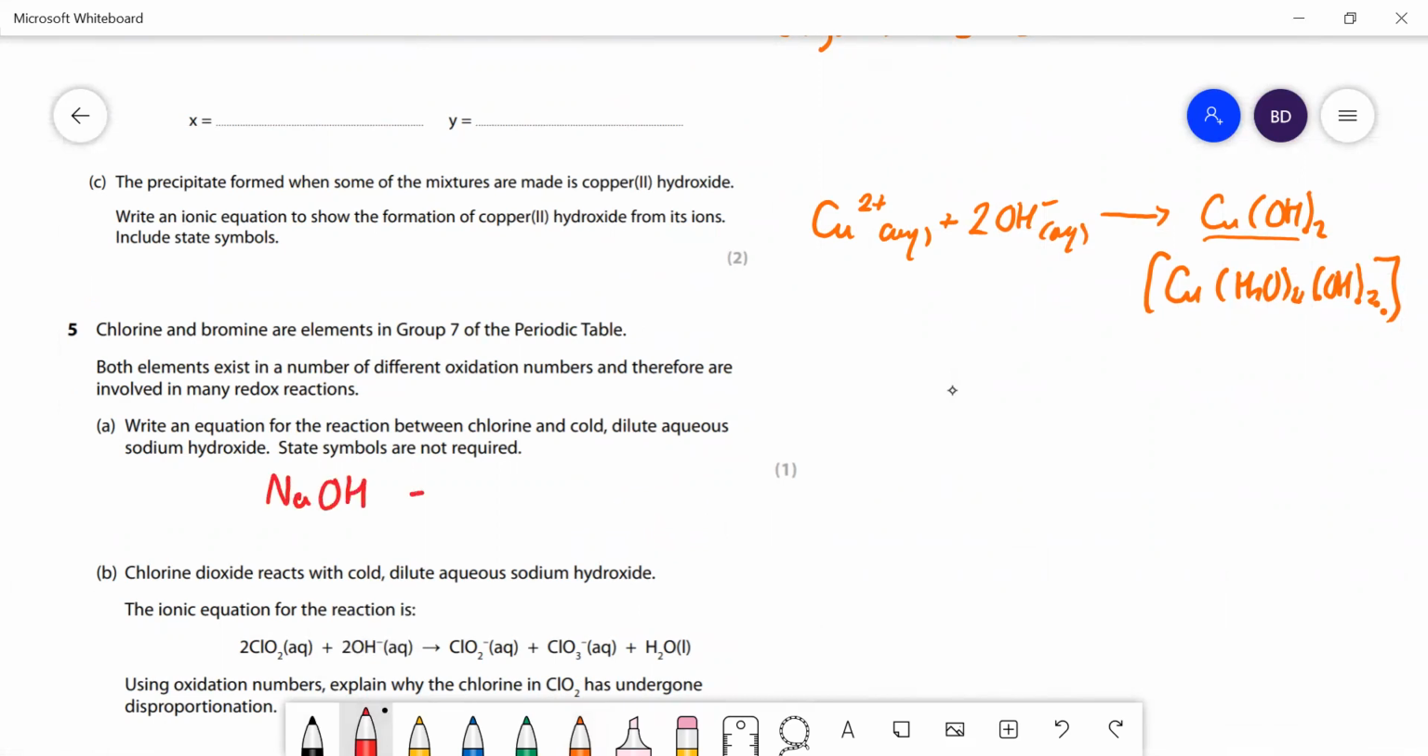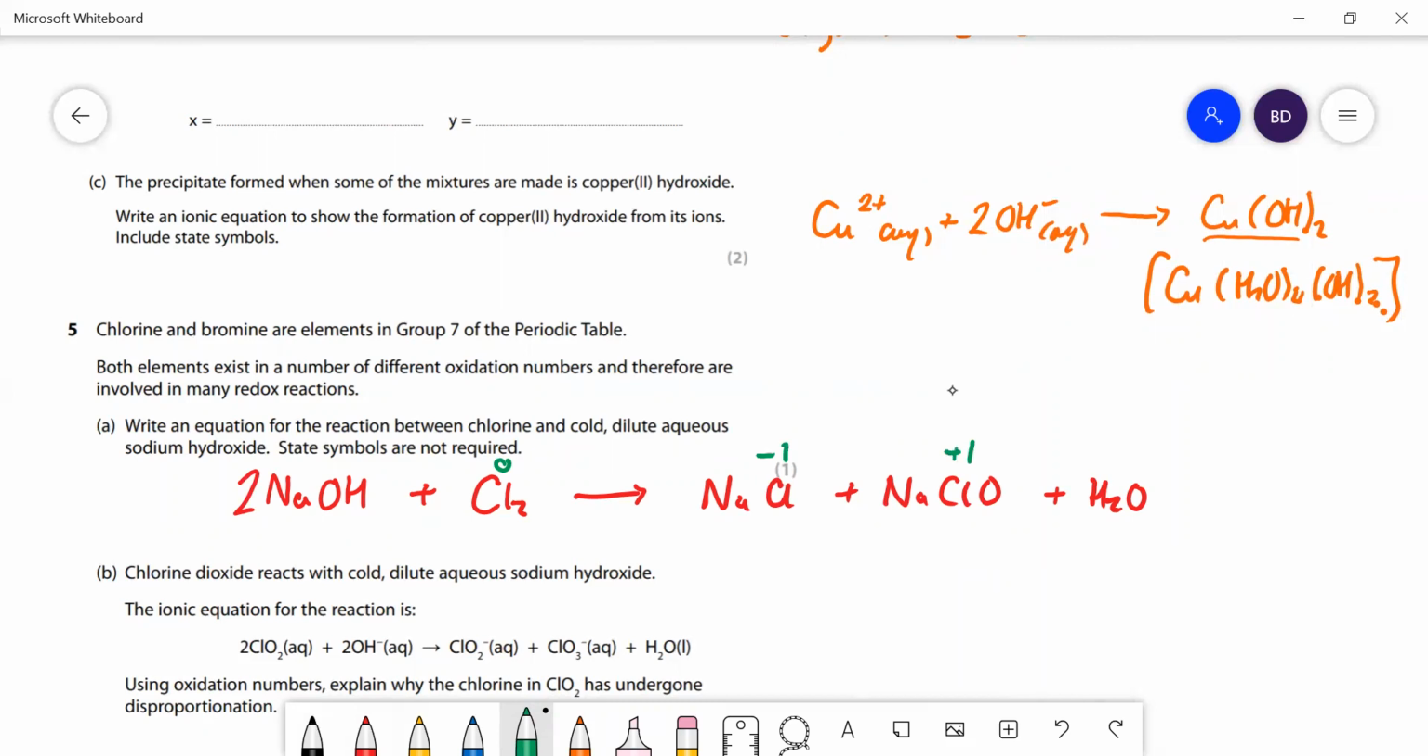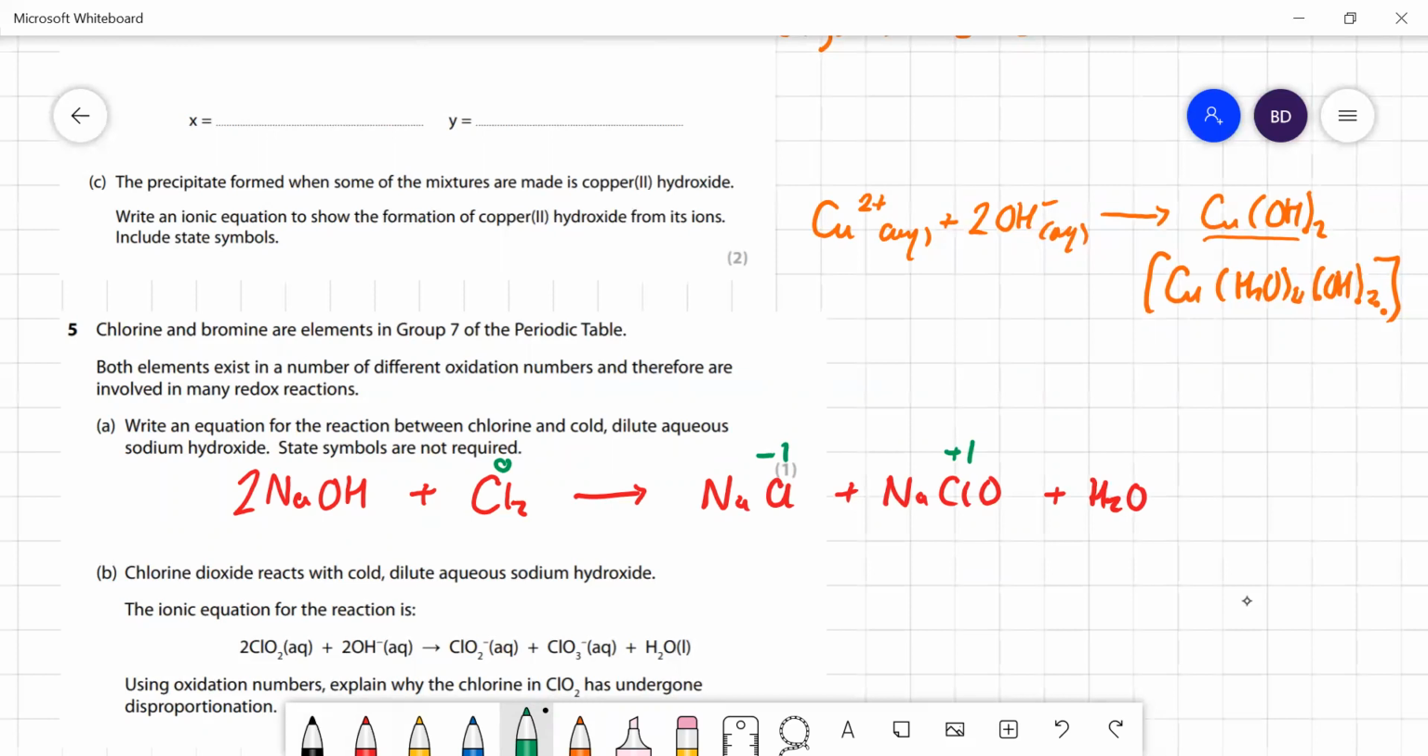hydroxide plus chlorine, and you form sodium chloride and sodium chlorate(I), and you're going to need a water. So to balance that, we are going to need 2 of them. If you just look at the oxidation numbers, it's 0 for the chlorine there, -1 for the chlorine there, and +1 for the chlorine there. It's a disproportionation reaction that you definitely need to know.